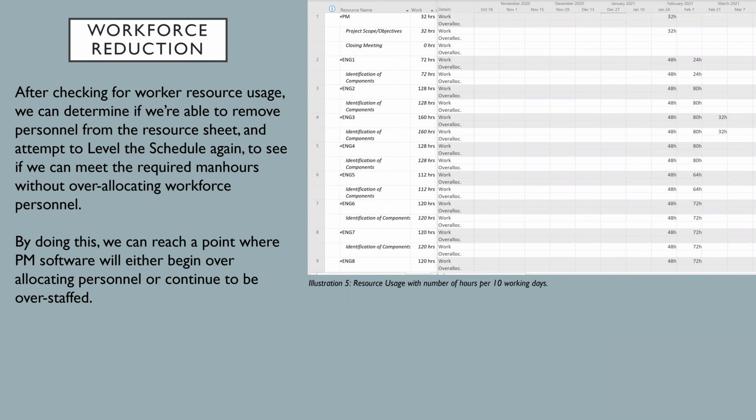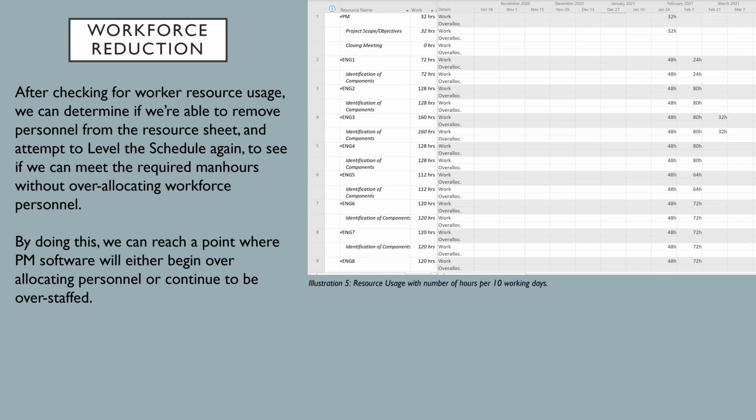After checking for worker resource usage, we can determine if we're able to remove personnel from the resource sheet and attempt to level the schedule again to see if we can meet the required man hours without over allocating workforce personnel. By doing this, we can reach a point where PM software will either begin over allocating personnel or continue to be overstaffed. Illustration five shows resource usage.